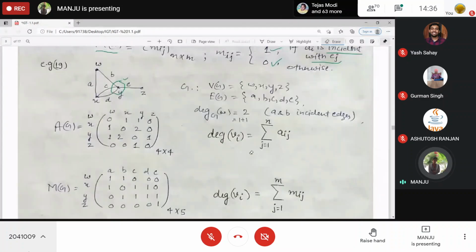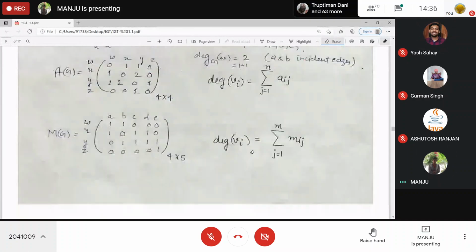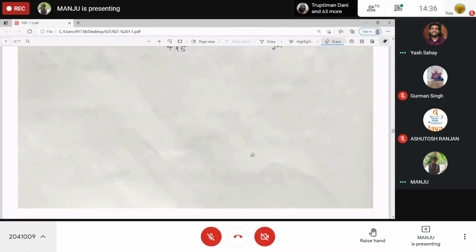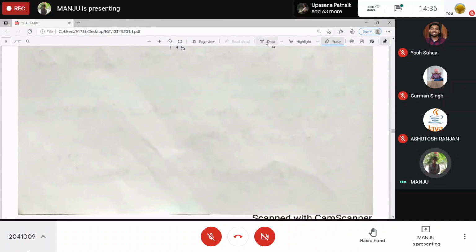Any other doubt in this matrix, finding MG and AG? If no, we can start the next topic. Next topic is isomorphism.